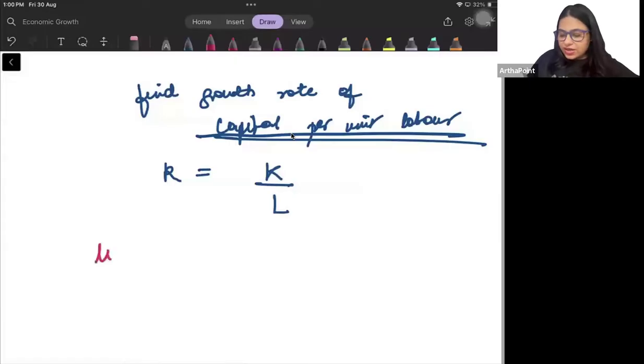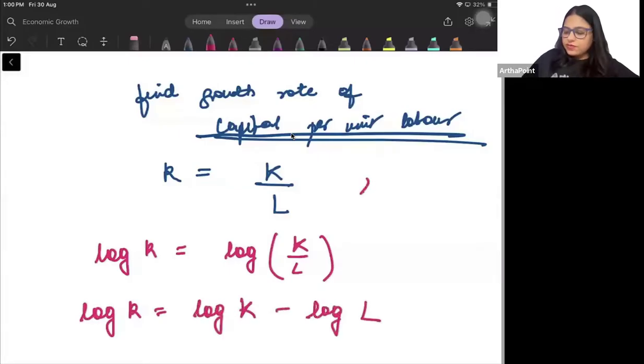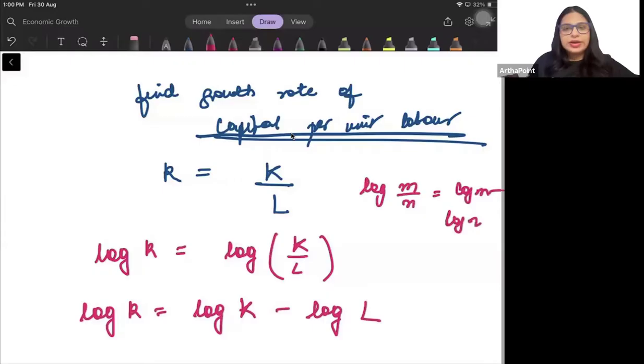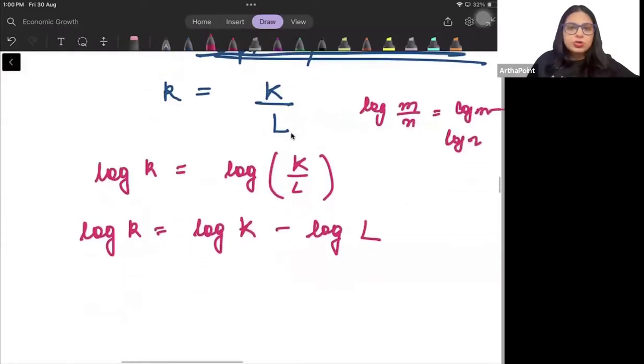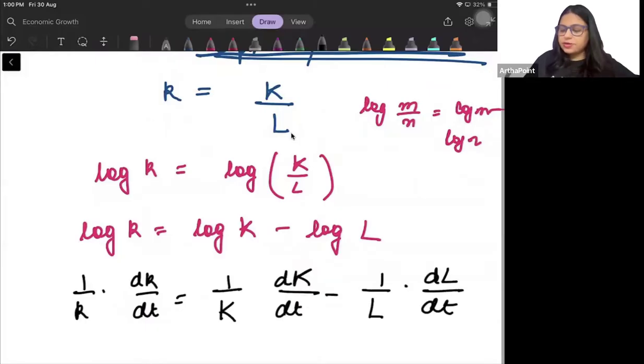In order to find this, I can go ahead and take log on both sides. So log k will be log capital K by L. And this is going to be log k is equal to log capital K minus log L. We have used the property that log M by N will be log M minus log N. Now what we can do is we can differentiate with respect to time. तो यहां पे आ जाएगा 1 by small k dk by dt is equal to 1 by capital K d capital K by dt minus 1 by capital L d capital L by dt.